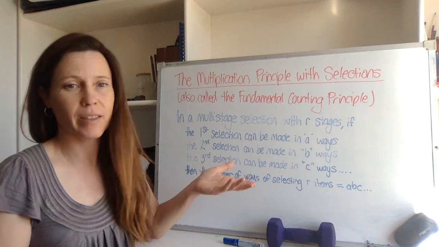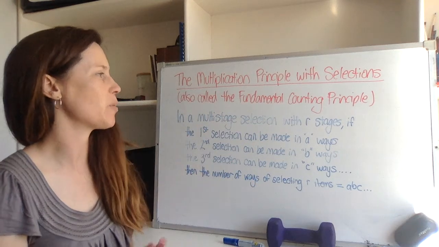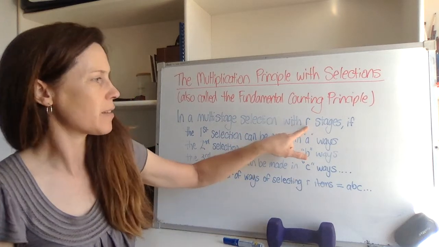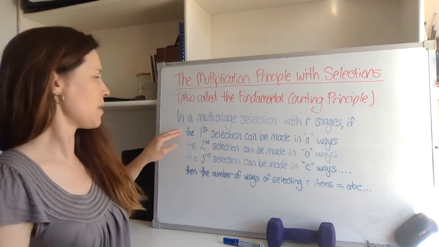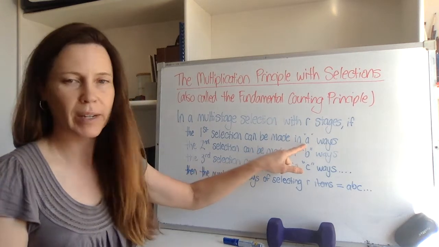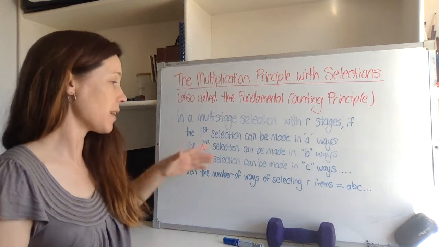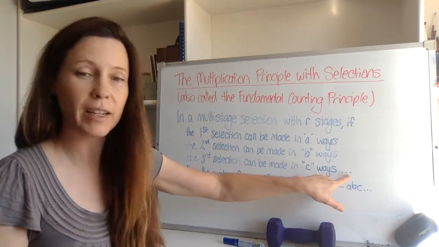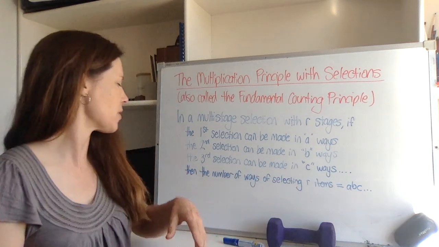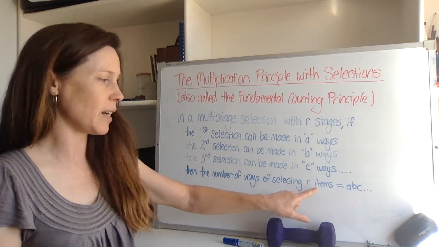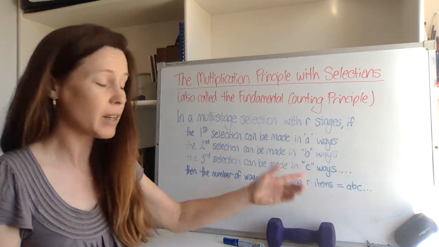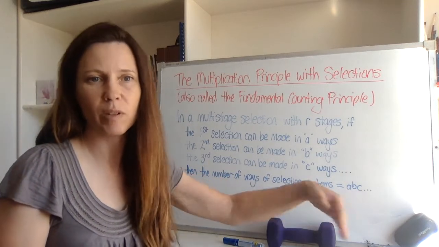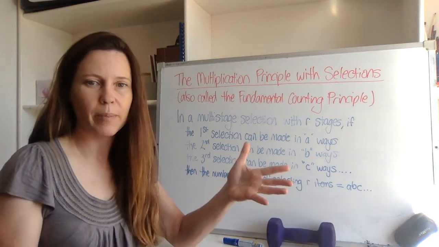It's so important with counting, though, it's actually called the fundamental counting principle as well. Now, if we've got a multi-stage selection to make, and there's lots of stages, let's say there's R stages, then if we can make the first selection in a certain number of ways, let's say A ways, and we can make the second selection B ways, and the third selection in C ways. Now I've put ... here to show that we could keep on going making more and more selections. Then the number of ways that we can select R items, remember that's how many stages there are, is going to be A multiplied by B multiplied by C, and we could continue on multiplying by D, E, F, etc., depending on how many stages there are.